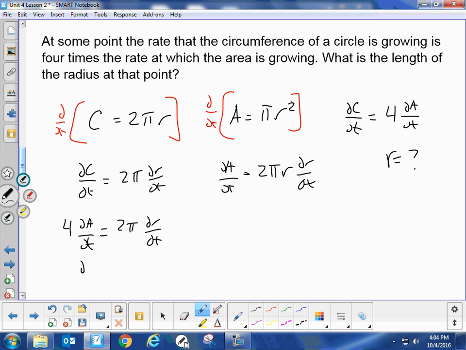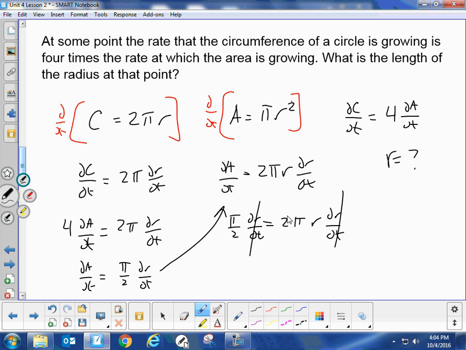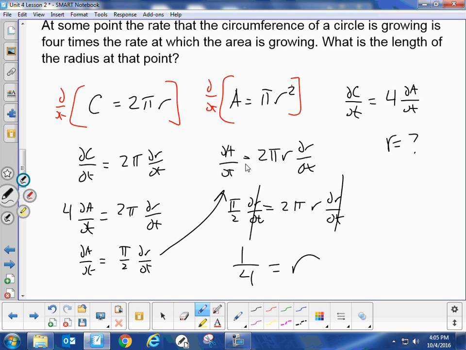Well, I can solve this for dA/dt. There's a lot of different ways to do this. This would be pi over 2 dr/dt. I can then take that and plug it in here, and I get pi over 2 dr/dt is equal to 2 pi r dr/dt. The r dt's will cancel. I'll divide by 2 pi and end up with pi over 4 pi, which is 1 over 4. That is going to be my radius. Okay? So again, using two equations, using our knowledge, taking derivatives with respect to t, using this that we had to generate to help us plug in and substitute to solve.